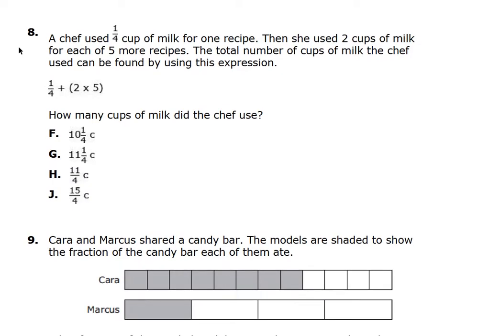Question 8. A chef used 1/4 cup of milk for one recipe. Then she used 2 cups of milk for each of 5 more recipes. The total number of cups of milk the chef used can be found by using this expression. 1/4 plus 2 times 5. How many cups of milk did the chef use? F, 10 and 1/4 cups. G, 11 and 1/4 cups. H, 11/4 cups. J, 15/4 cups.